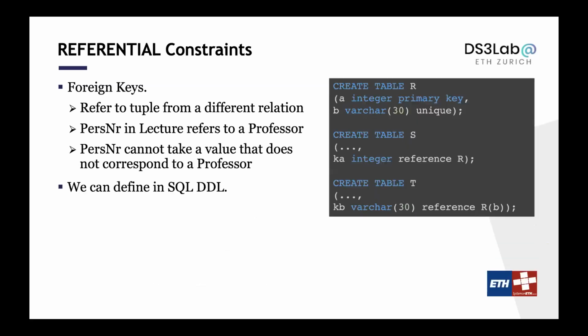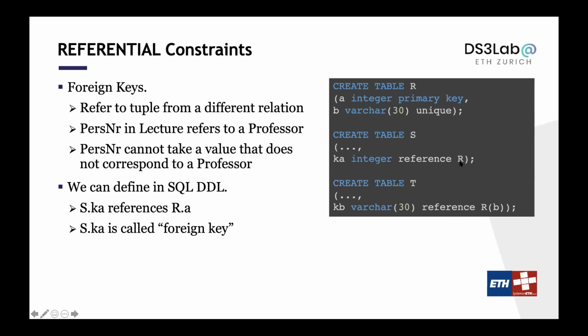So to define that, here is the syntax that you can use in SQL. For example, if I have a relation R here with two attributes A and B, and then I have another relation S. Assuming I want to have the foreign key constraint from the KA attribute of S to the A attribute of R, I can simply write something that looks like this: KA integer references R. In this case, it's going to use the primary key of R for checking.